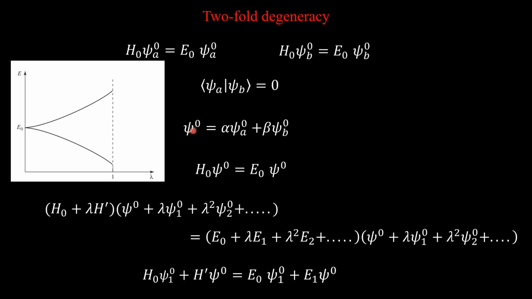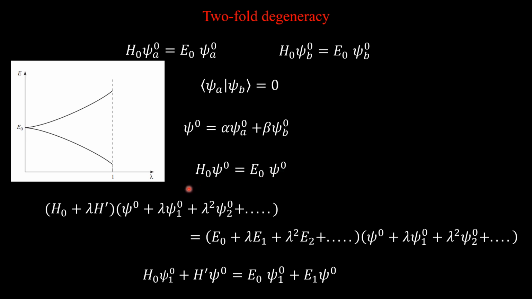Let us take the total wave function as a linear combination of these two, that is, the wave function of state a and the wave function of state b. It is equal to α ψ_a^0 plus β ψ_b^0. We know when H_0 acts on ψ^0, you will get E_0 ψ^0.